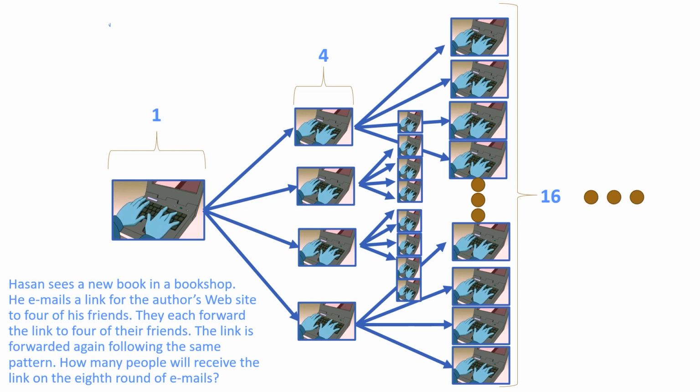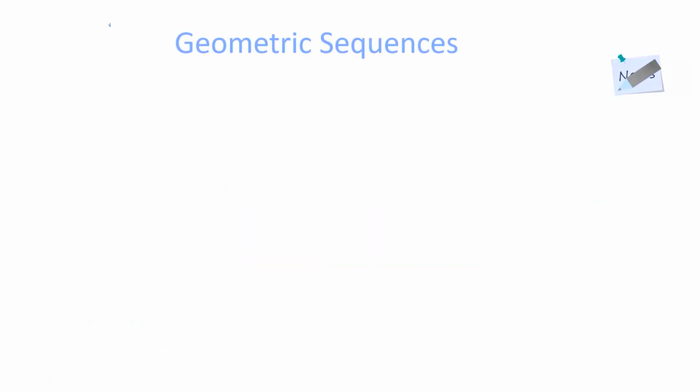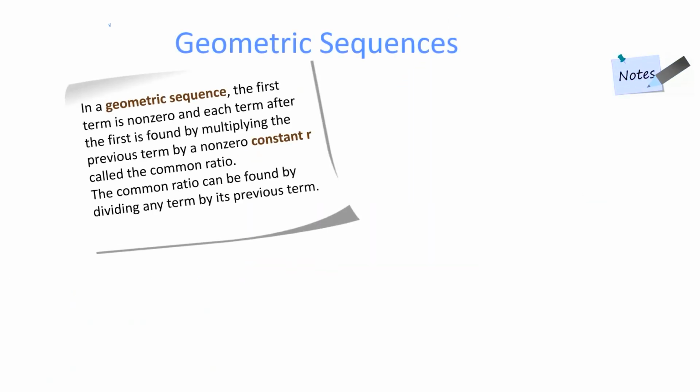This kind of real-life situation gives rise to geometric sequences. In a geometric sequence, the first term is non-zero, and each term after the first is found by multiplying the previous term by a non-zero constant r called the common ratio. The common ratio can be found by dividing any term by its previous term.